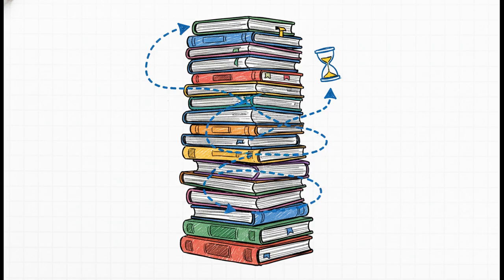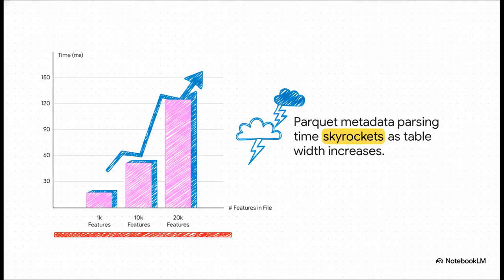Think about that. It's like needing to read the entire index of a massive encyclopedia set from A to Z just to look up a single word. It makes the startup time incredibly slow. And this chart just lays it out perfectly. Look at the pink bars. That's the old way. As you add more columns, going from 1,000 to 20,000, look what happens to the time it takes just to get started. It skyrockets. It's a performance killer.